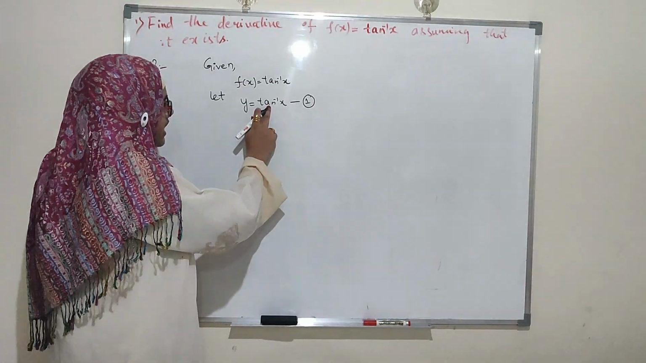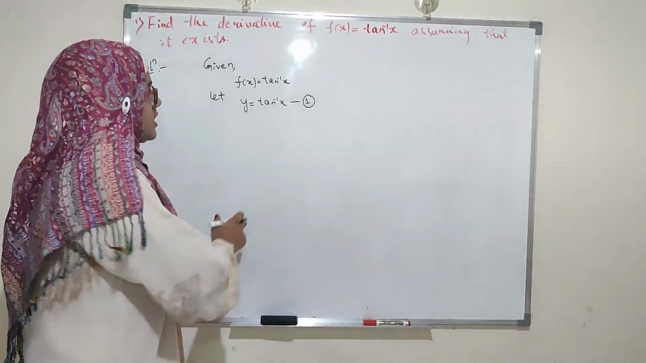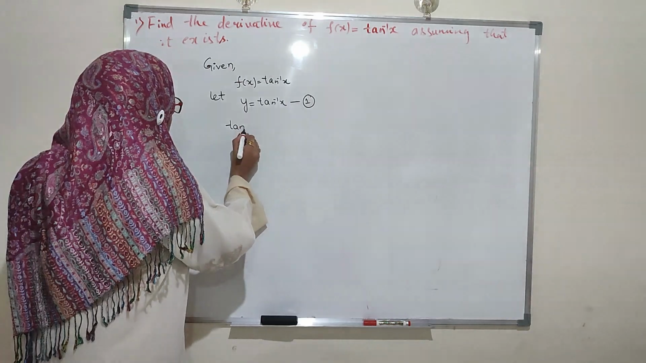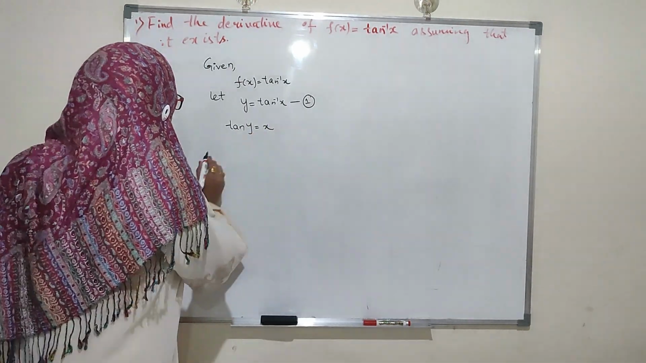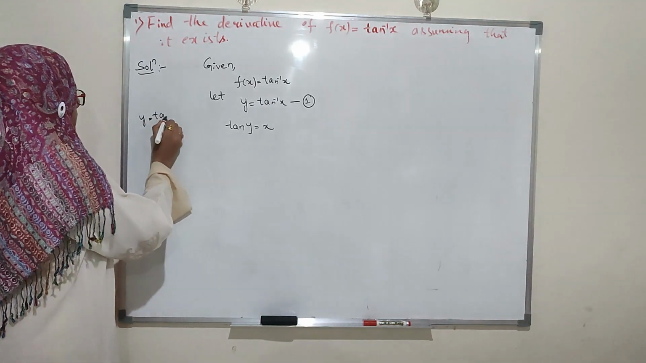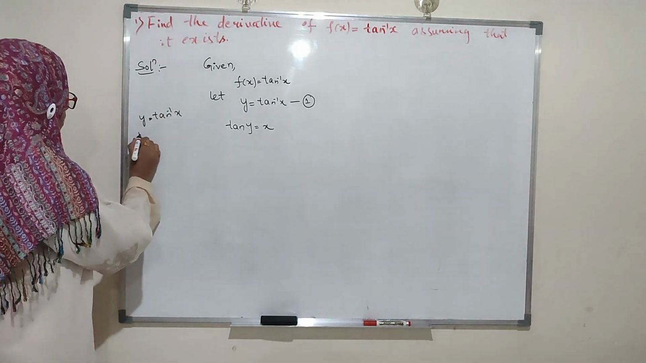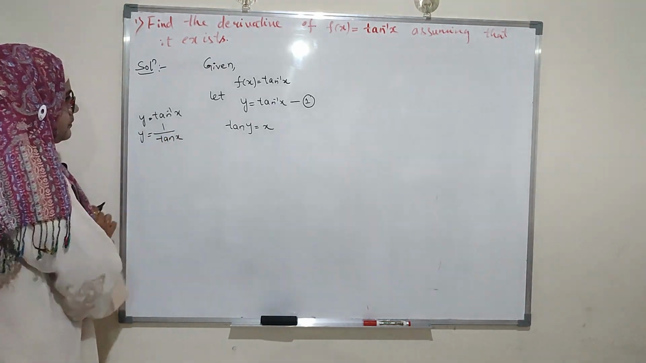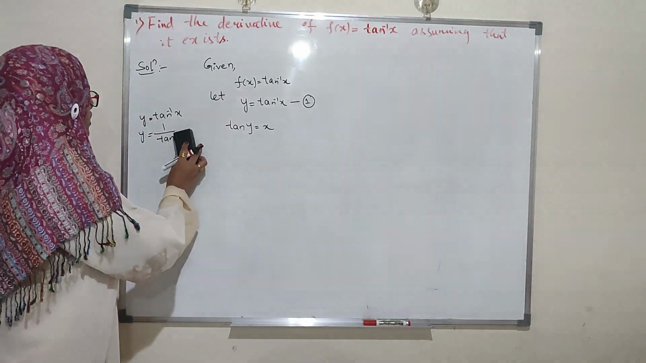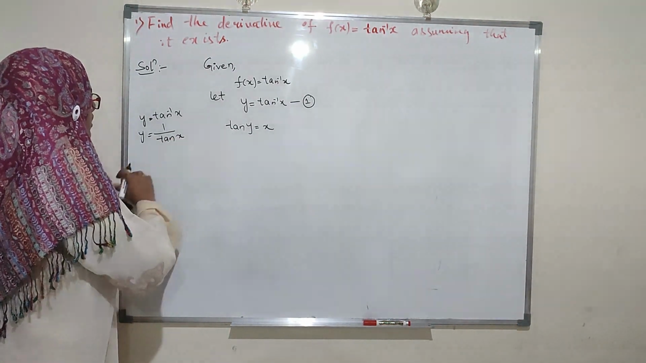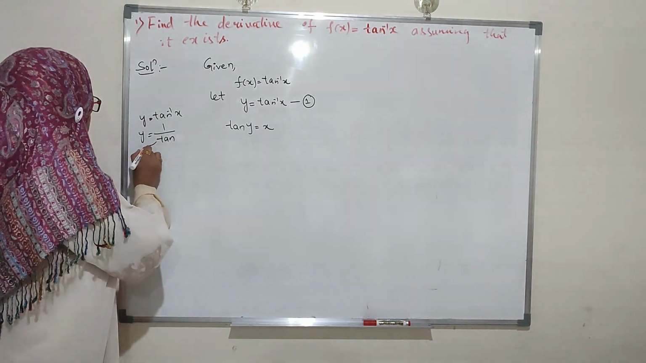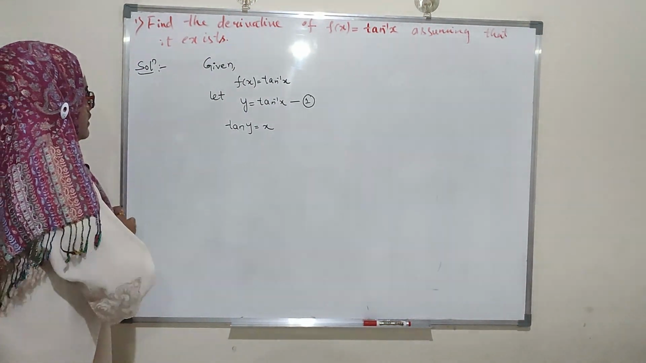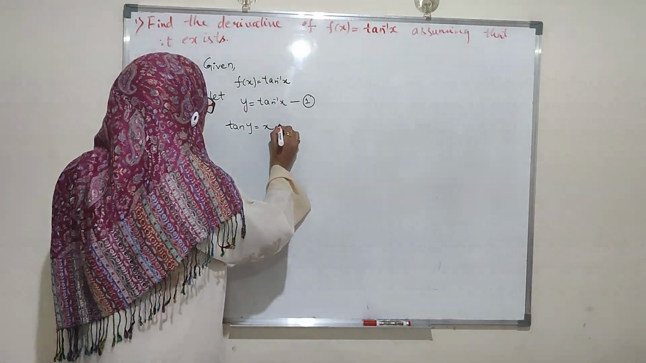I want to take this tan inverse of x, which is on the right hand side of the equation, to the left hand side. Then it will become inverse, meaning tan of y is equal to x. How? Here we have y is equal to tan inverse of x; taking tan on both sides, it becomes tan y is equal to x. So name this one as equation 2.